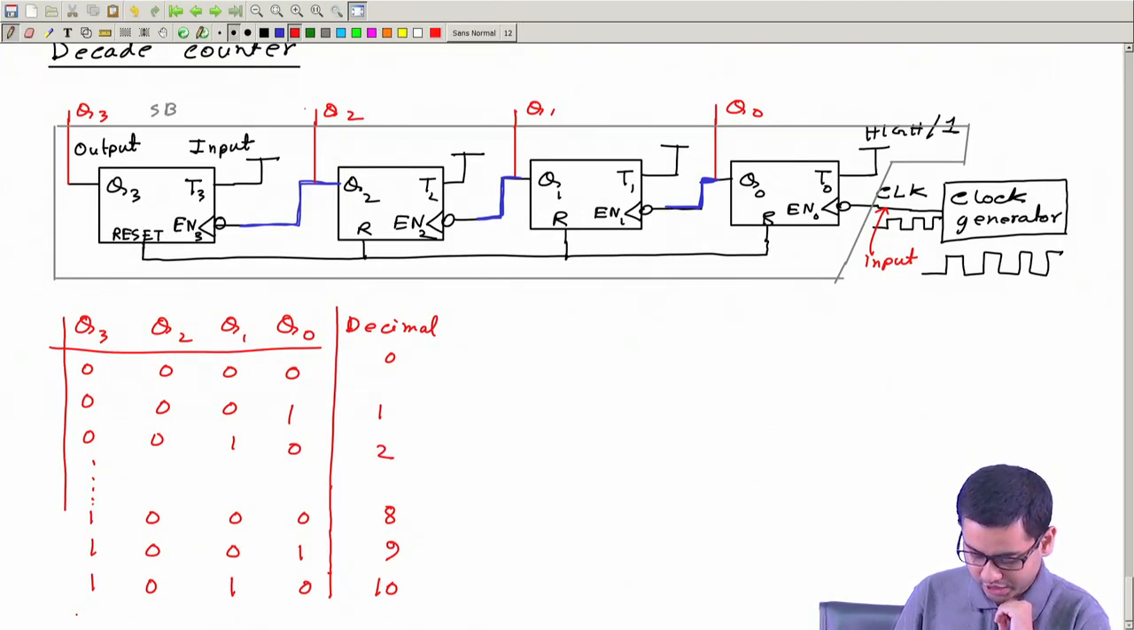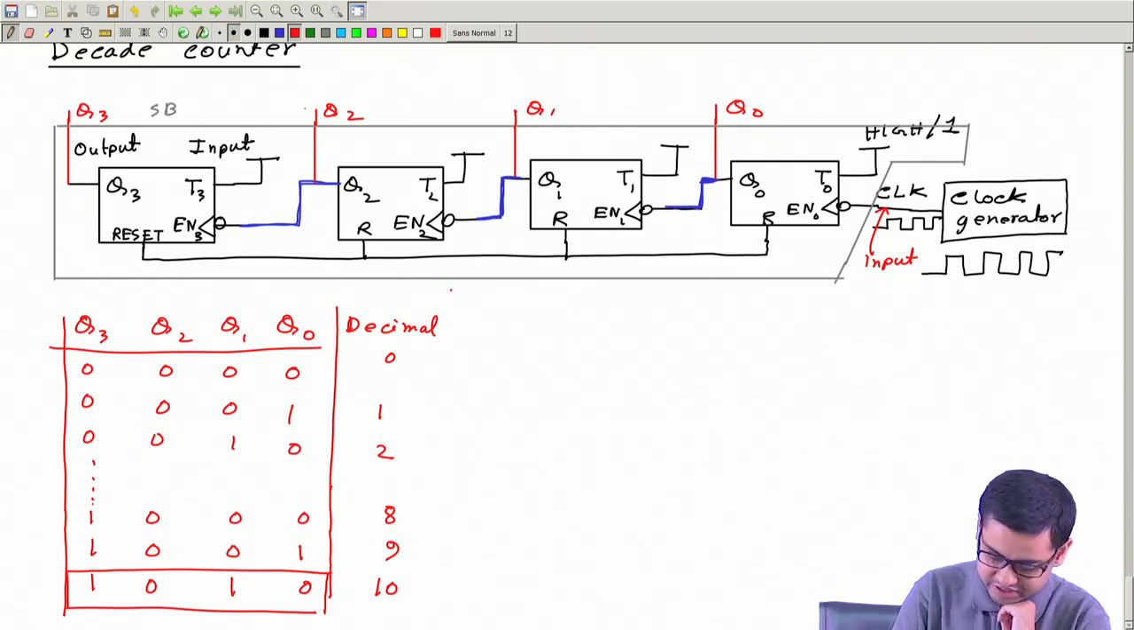But what I will do now is check the condition whether this output is equal to 10 or not. Output equal to 10 means Q3 is equal to 1, Q2 equal to 0, Q1 equal to 1, and Q0 equal to 0. So this is this point. Okay, so we will do this.